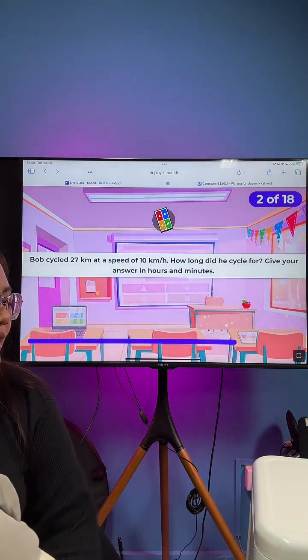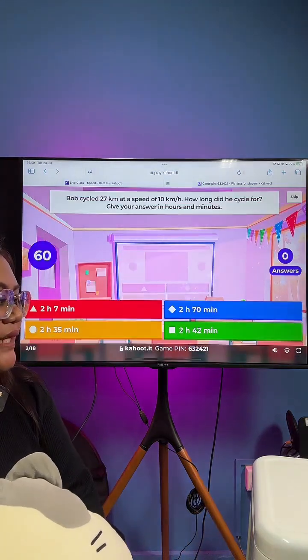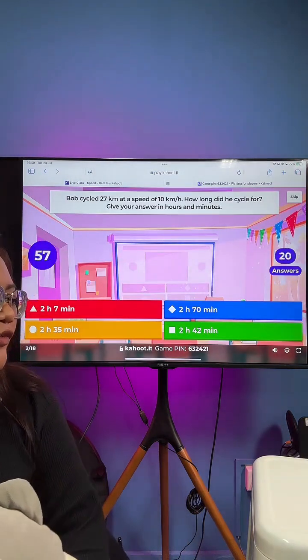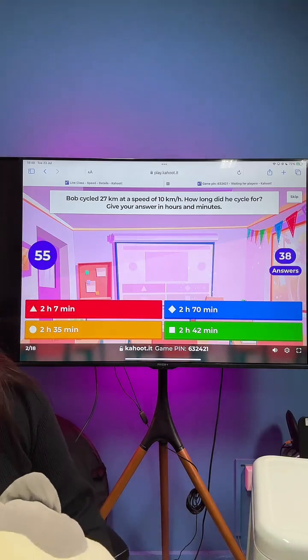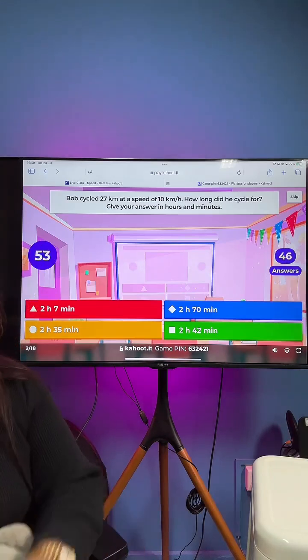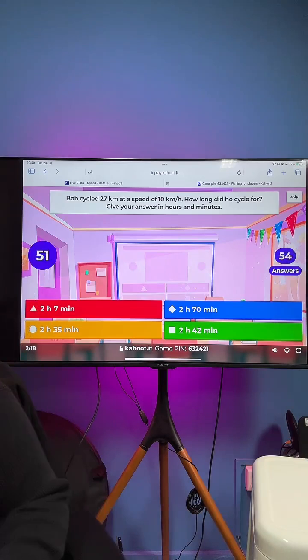Okay, Bob cycled 27 kilometers at a speed of 10 kilometers per hour. How long did he cycle for? Give your answer in hours and minutes.